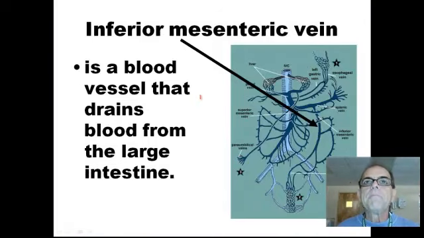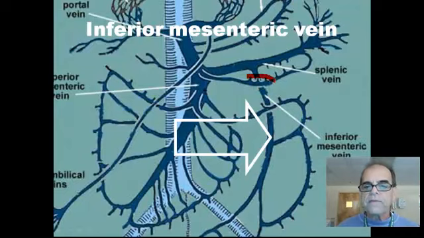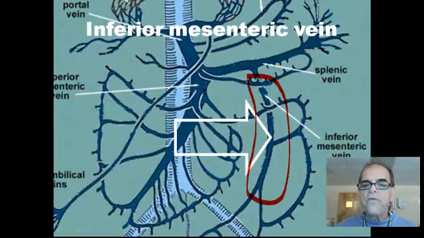The inferior mesenteric vein does not finish in the portal vein. The inferior mesenteric vein finishes in the splenic vein. It is the vein that has the blood coming from the descending colon and sigmoid colon. It is a blood vessel that drains blood from the large intestine. Not all the large intestine, only the descending colon. The inferior mesenteric vein finishes in the splenic vein.